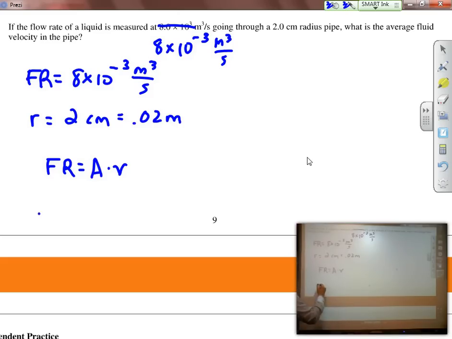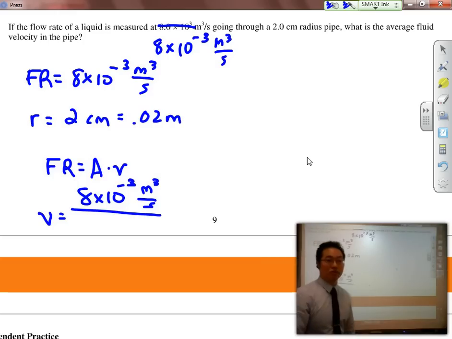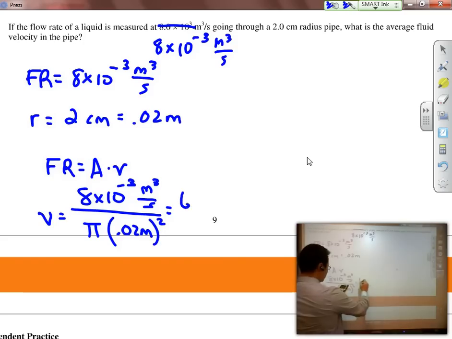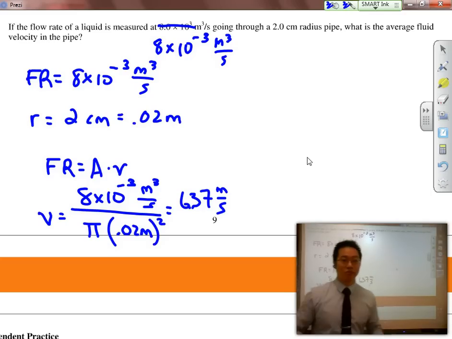So therefore, the velocity is simply equal to 8 times 10 to the negative third meters cubed per second, the flow rate, divided by the area. The area, of course, of a circular pipe would be pi r squared. So that would be pi times 0.02 meters squared. And if you work this out on the calculator, you get 6.37 meters per second. Okay, 6.37 meters per second.